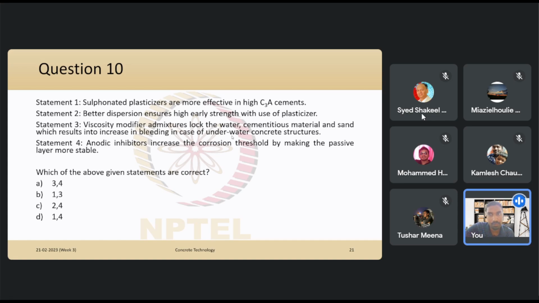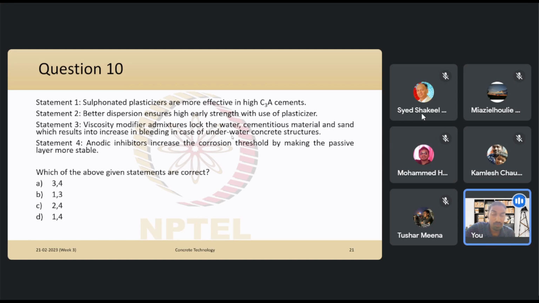So that part is correct, but the second part says it results into increase in the bleeding in case of underwater concrete structures, right? So that part is incorrect. So what is bleeding? When you have excess water that is not chemically bonded with the cement material, it's not reacting, it's present as free water, so that's going to come out to the surface of the concrete, right? That is what we call bleeding, right?